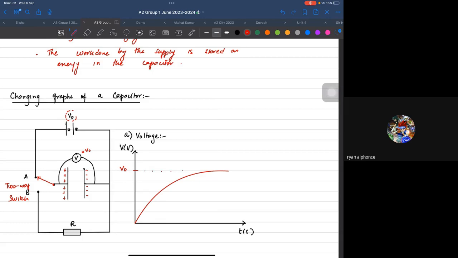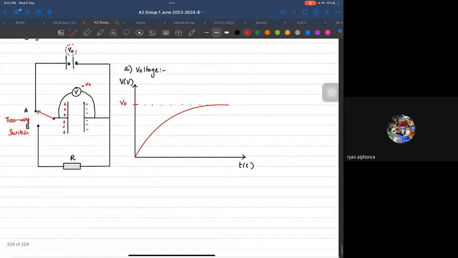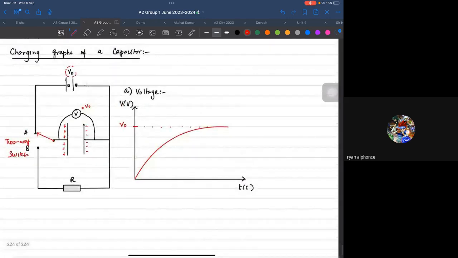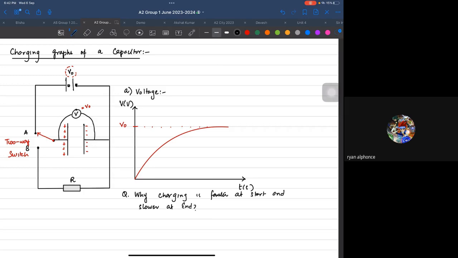So these points, this point will be the same. Yes. So you can draw this graph then. So the question that comes to my mind is why charging is faster at start and slower at end, right? So why does it have a decreasing gradient? This is what the question is.